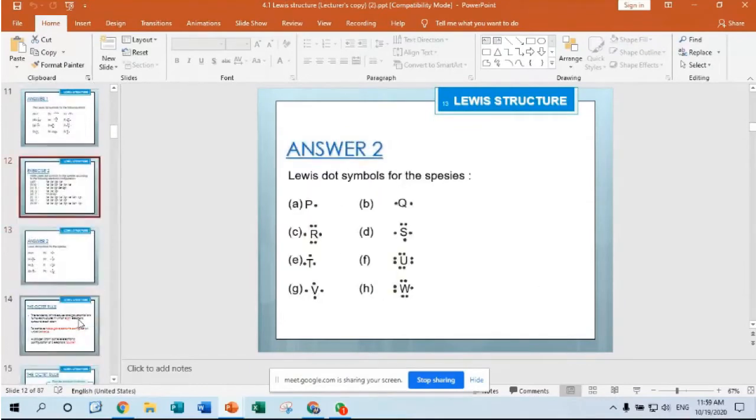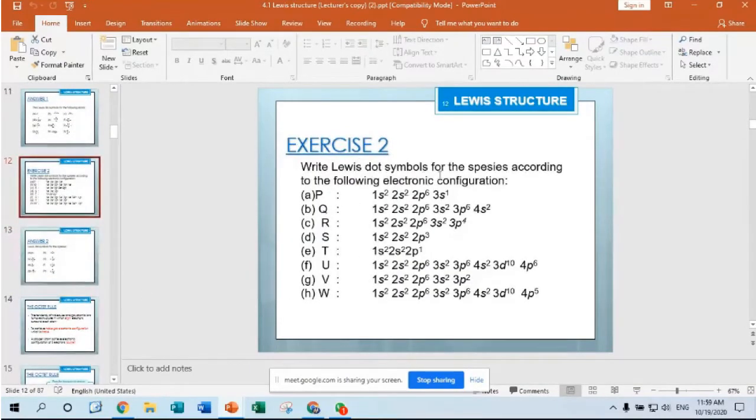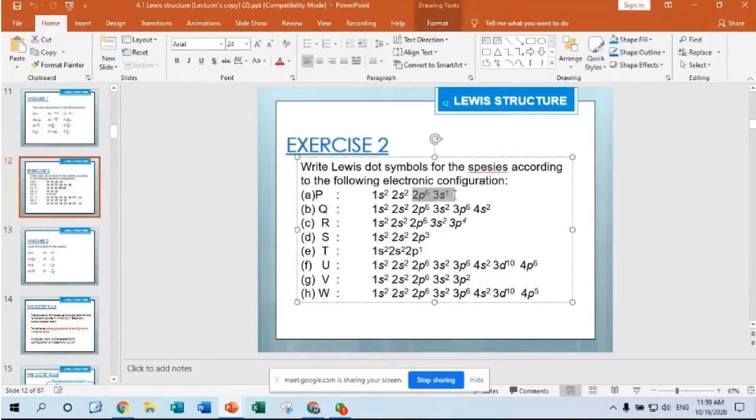Then you have to identify the group, period, or block of the element according to the valence electron. For example, this one, we have to look at the 3s1. This one, we have to check for the 4s2. This one, we have to identify 3s2, 3p4. So this is group 1, group 2, group 16. Because p block needs to add 10.